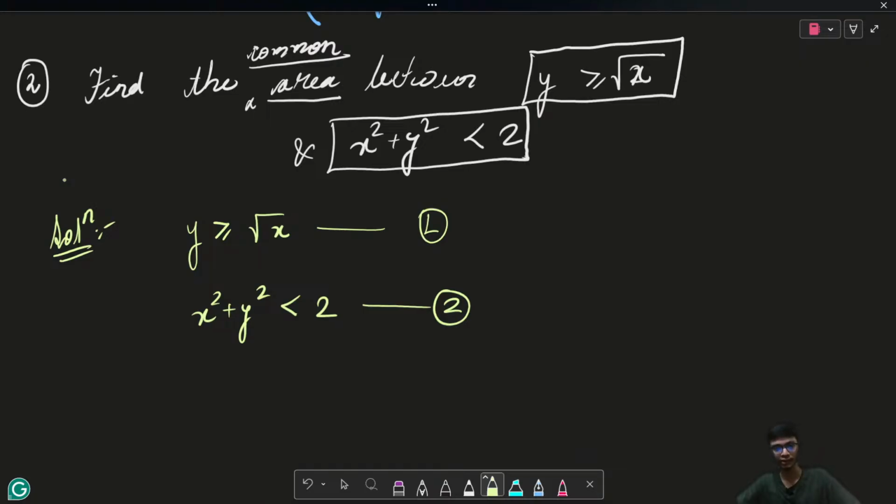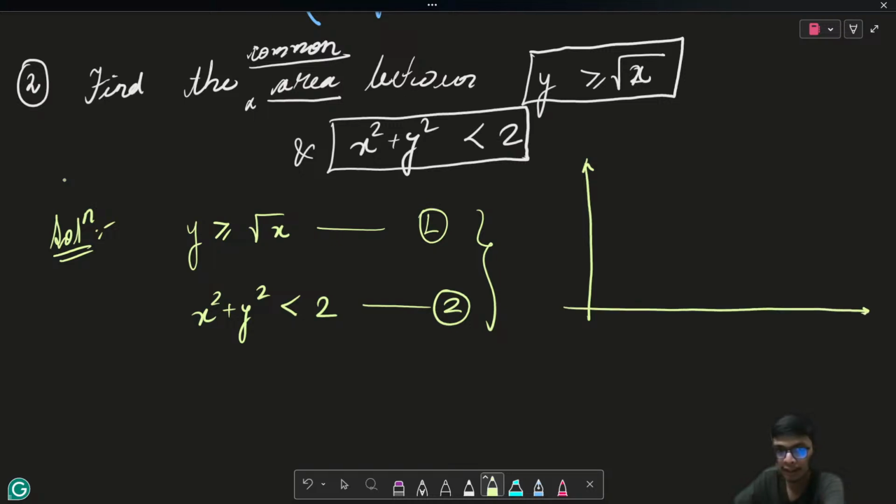Now already we have discussed that in order to get the bound of the inequality, first of all, plot the curve corresponding to the equality, right? So I will first of all plot the first curve, and then I will try to figure out what the inequality region is.